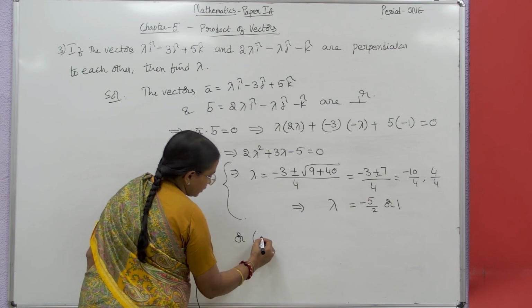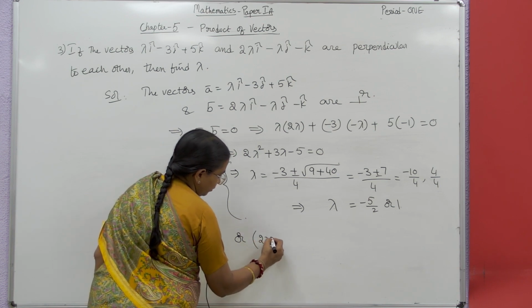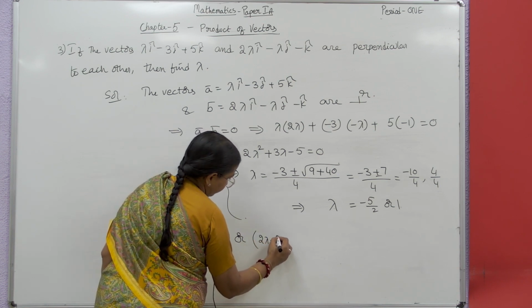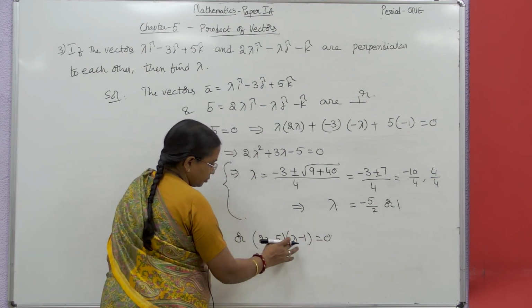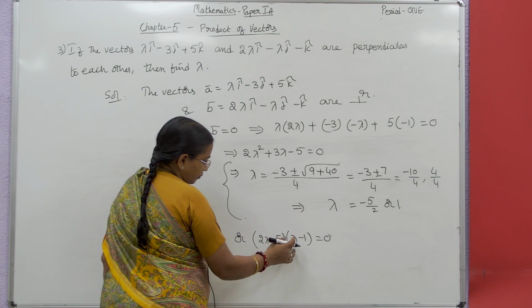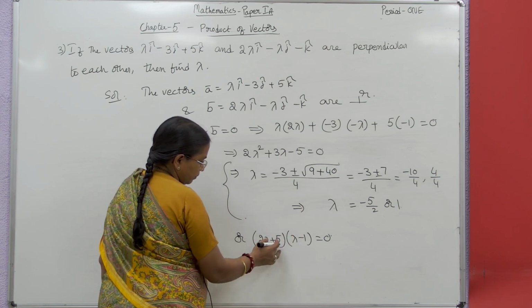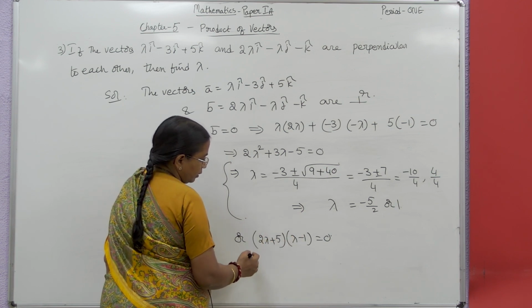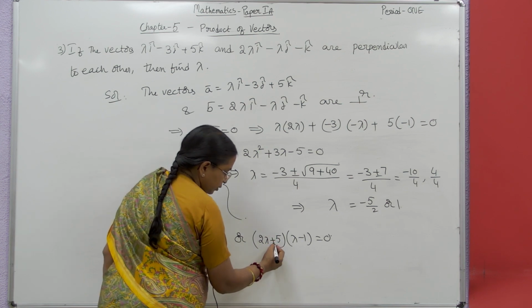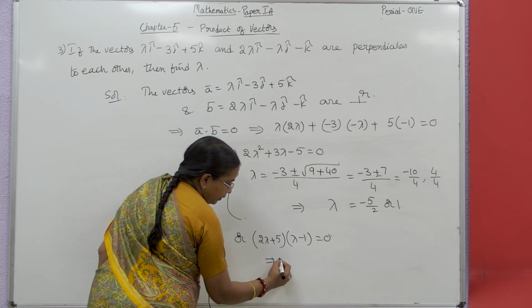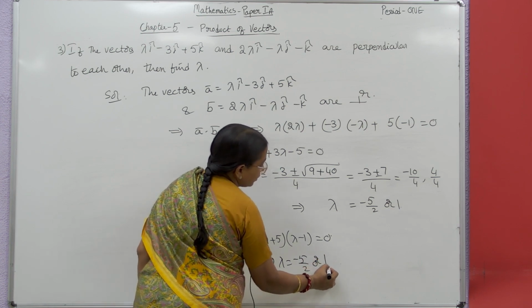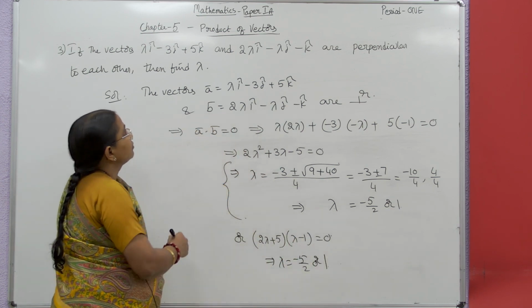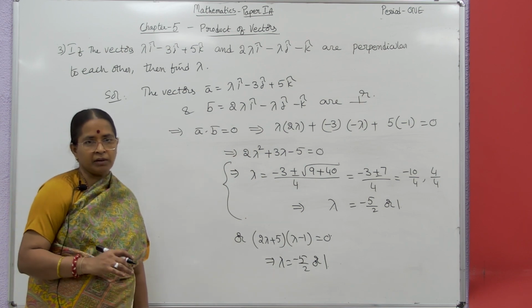So what are the factors? 2 lambda minus 5 into lambda minus 1. You will get like this. You can see 2 lambda square plus 3 lambda minus 5, this is equal to 0. So you will get lambda is equal to minus 5 by 2 or 1. You can do by any method. So like this we'll find the values of lambda.